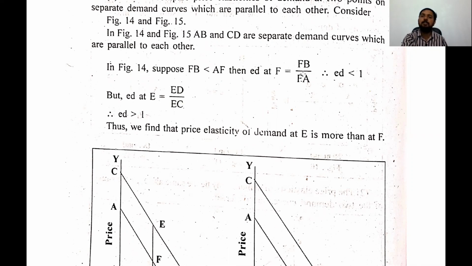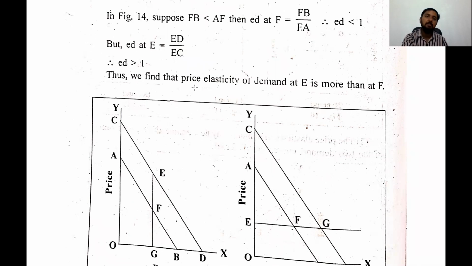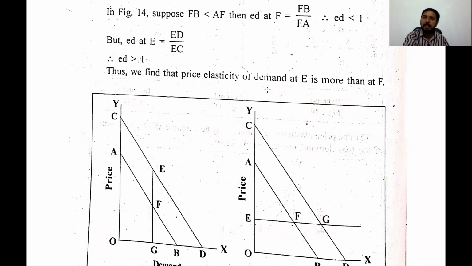So it is easy to understand that when FB is greater than AF, the elasticity of demand at F is equal to FB divided by FA, and elasticity is greater than 1. Elasticity at point E is ED divided by EC, so elasticity will also be greater than 1. So you just need to read it very calmly. You just need to read the whole formula.